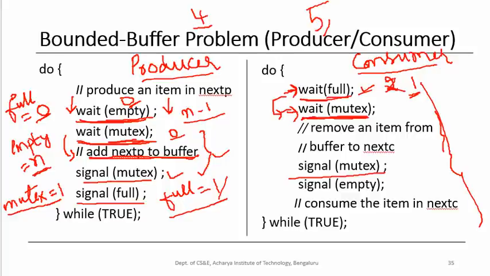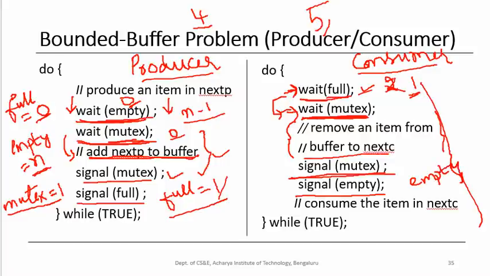Now this wait is executed to get the lock on the buffer. Okay, it is going to consume from the buffer, right? So this lock will help the consumer to access the buffer in a mutually exclusive manner. Then once the buffer is utilized, it will release the lock on the buffer and perform signal on empty. What will happen to the empty now? Empty is simply incremented by 1.